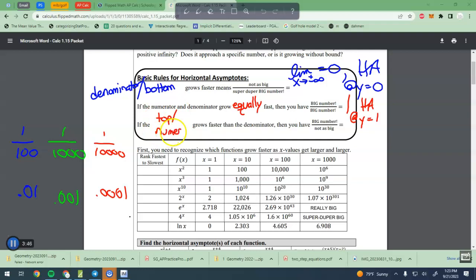If the top, numerator, grows faster, that would be the opposite of this. So like 100 over 1, 1,000 over 1, 10,000 over 1. Is that getting closer and closer to a certain value that's not going to touch, or is it just getting bigger forever? That's just getting bigger forever. That's not zeroing in on a target. That is just going up, like y equals x squared. This part of it just goes up forever. So there's not a horizontal asymptote there. So if the top grows faster, there is no horizontal asymptote.